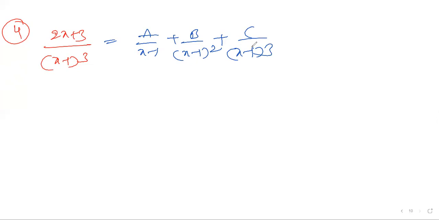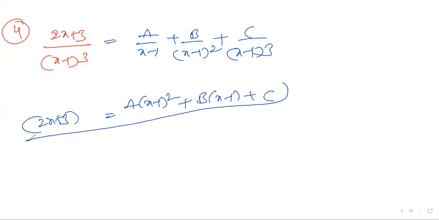Okay, LCM. The squares we have to convert. I think you know how to do it here. Taking LCM: a by x minus 1 whole square, b by x minus 1 plus c, 2x plus 3. Clear? But here, when you substitute x is equal to 1, you'll get only the c value. Other things should not be possible.